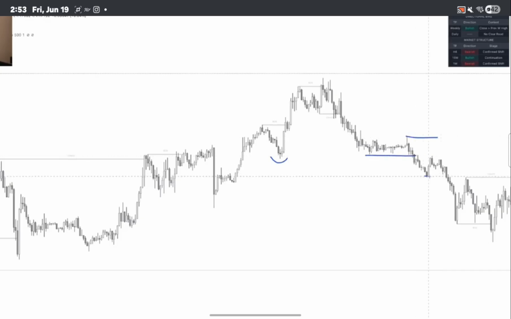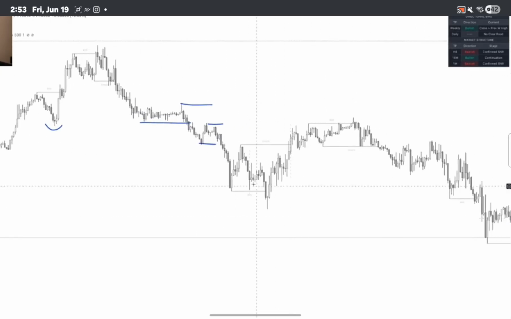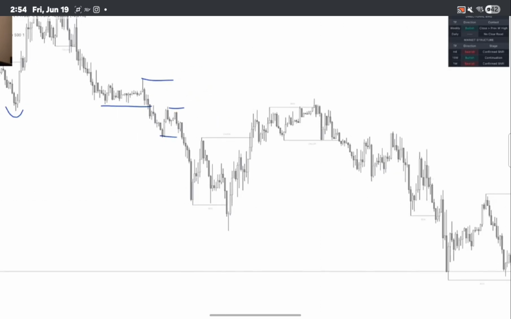Okay, well, aren't they breaks of structure? No, they're not. Plain and simply, they're not. And then we change character. And so now the play is longs. And then we break structure and we change character again. And so again, in many cases, maybe you look at this and you go, okay, swing low, swing high, change of character, we're bullish.